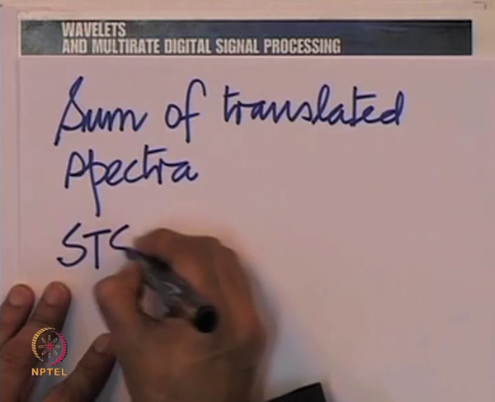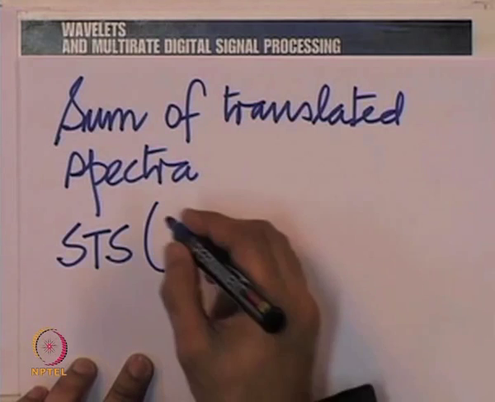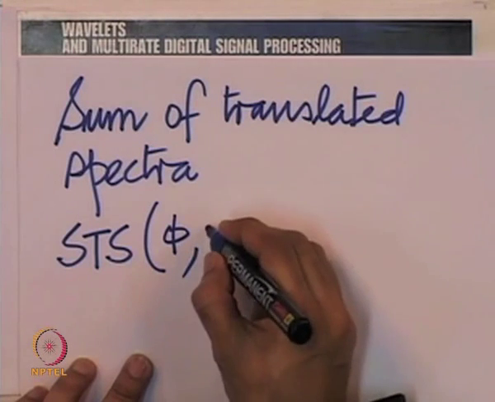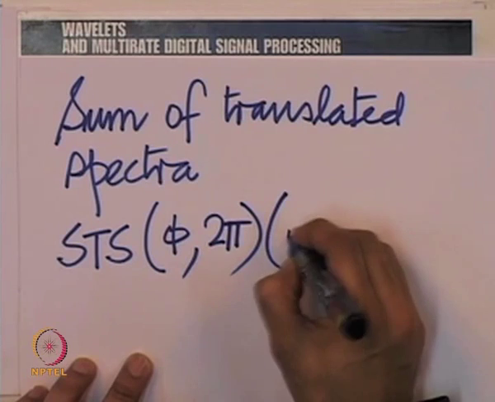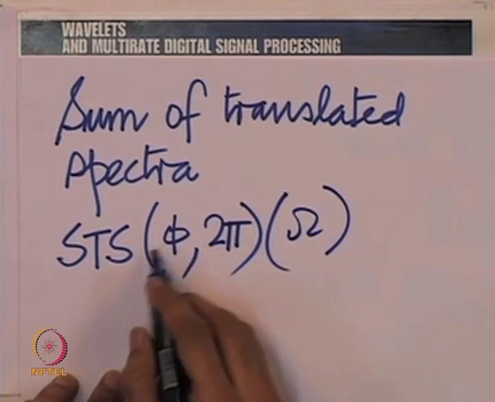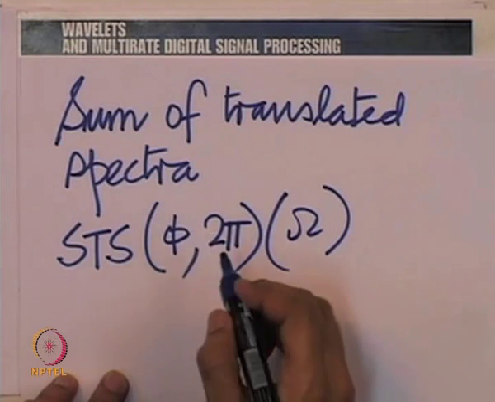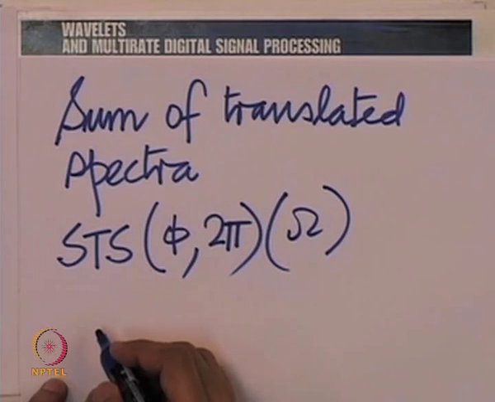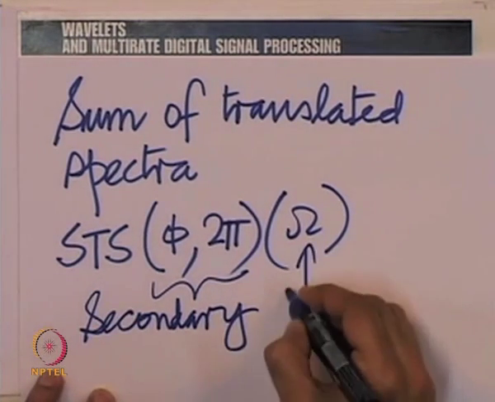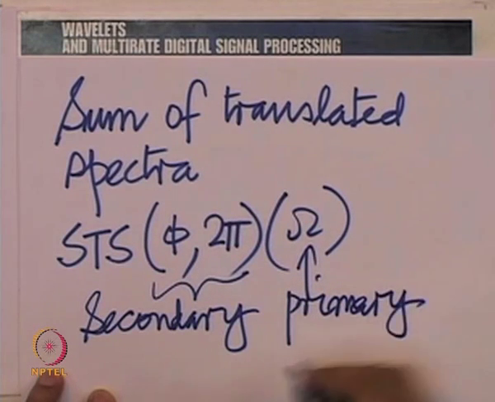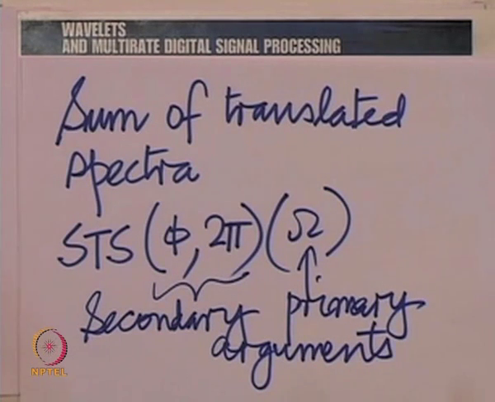So, STS, and again we are going to have primary and secondary arguments. The secondary argument here is phi and 2 pi, and the primary argument is essentially omega, because you are taking a sum of translated spectra of the spectrum of phi, phi cap, and the translations are all multiples of 2 pi. Secondary arguments and primary argument. The primary argument, of course, is frequency, as expected.